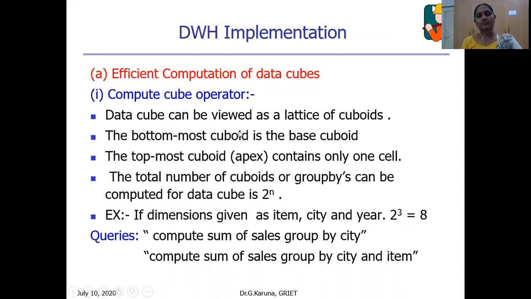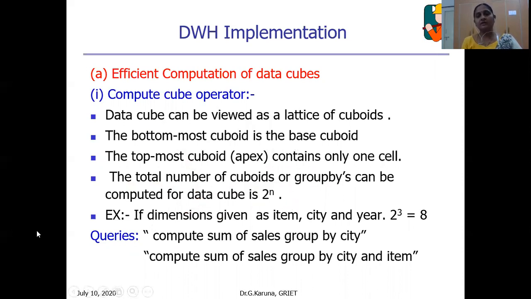As we saw in the last session, a data cube can be viewed as a lattice of cuboids. The bottommost cuboid is the base cuboid, whereas the topmost cuboid is called the apex cuboid in the lattice of cuboids. How do we determine the total number of cuboids? The total number of cuboids, or group bys, that can be computed for any data cube with n dimensions is given by the formula 2 to the power of n.